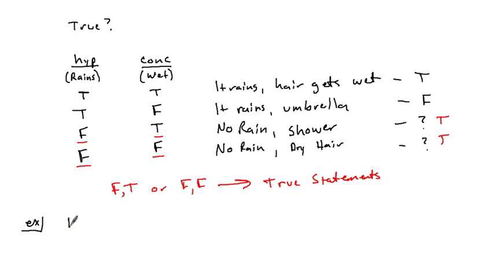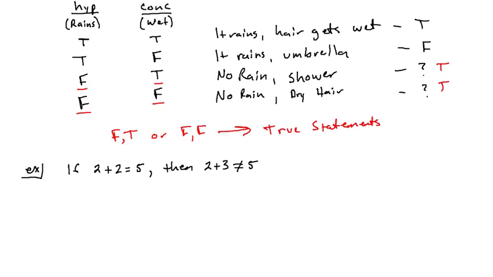So here's our example. We're going to say, if 2 plus 2 equals 5, then 2 plus 3 is not equal to 5. Okay, so let's come down and look at our statement. First of all, this is our P, this is our Q. Now, we have to determine our hypothesis and our conclusion, which part is false and which part is true, and what the overall impact for our statement is.